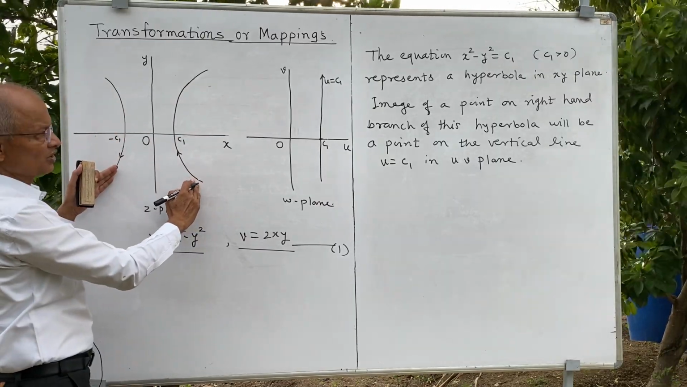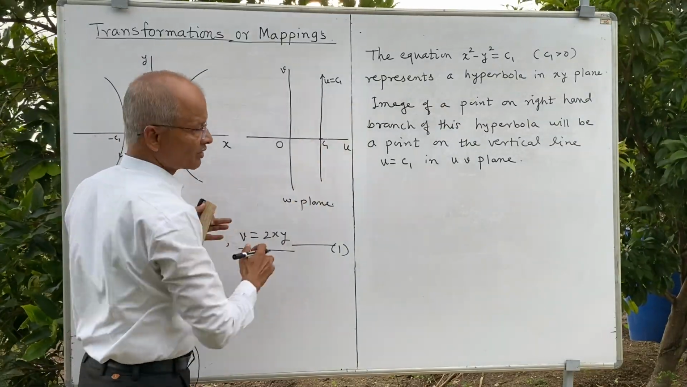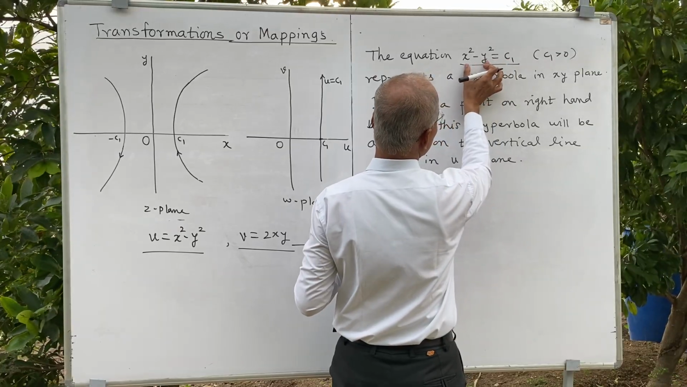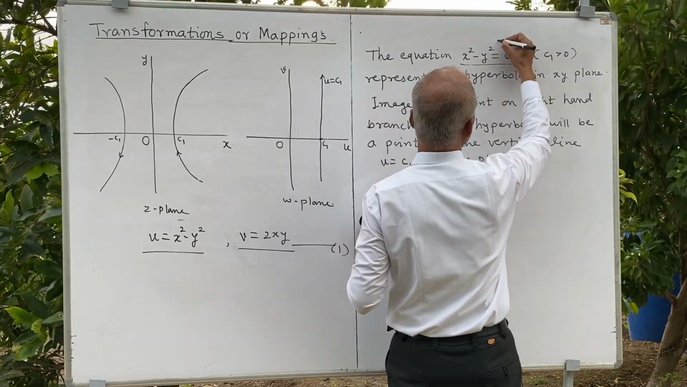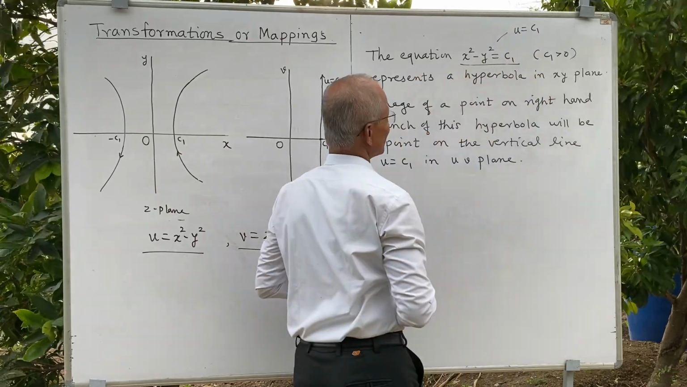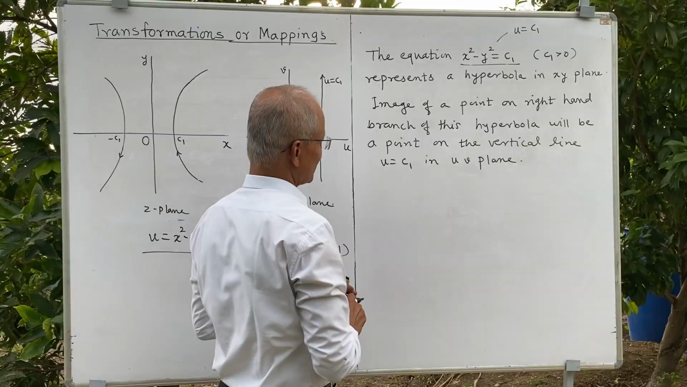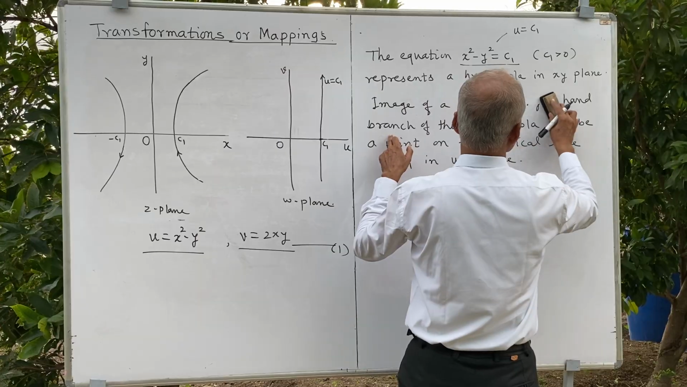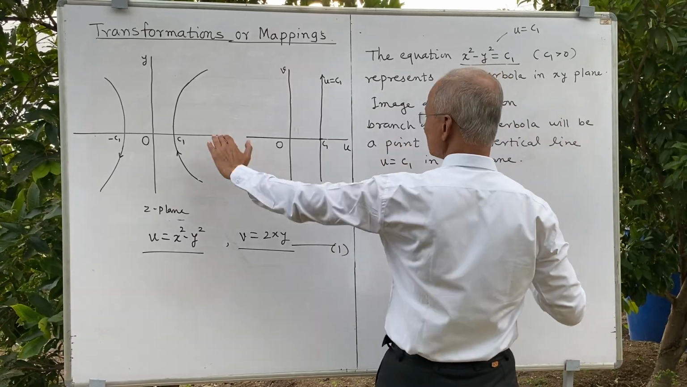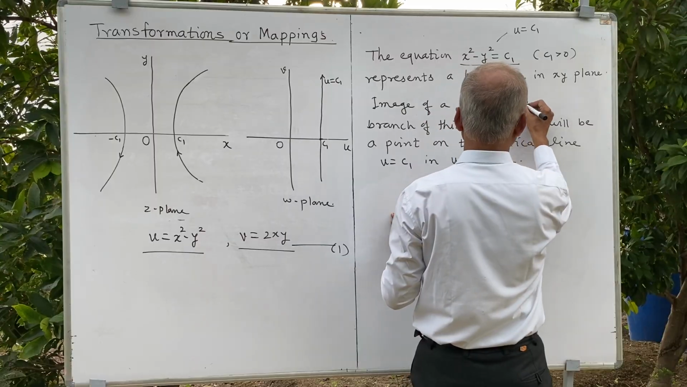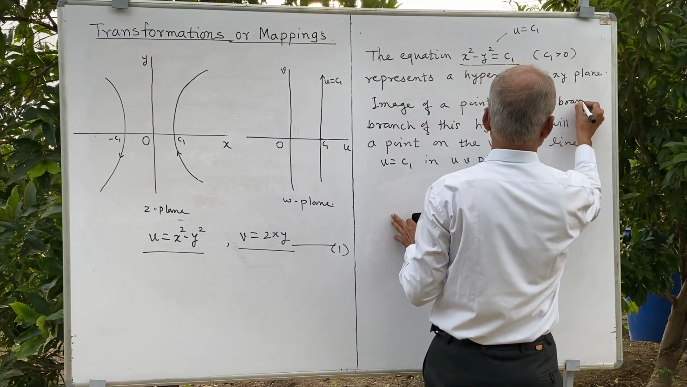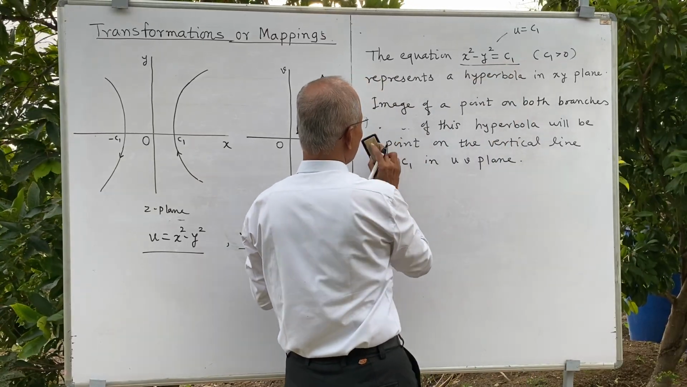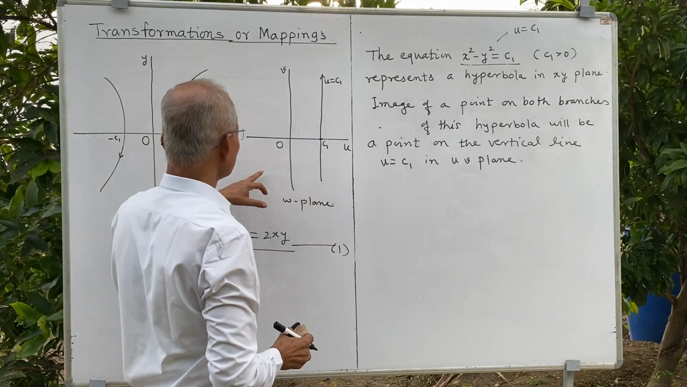on both of these branches will be on this line u is equal to c1, because we have considered this as u, and x square minus y square is equal to c1 is the same as u is equal to c1, because this is u. And now see, the image of a point on both branches, we may consider the right-hand branch as well as the left, of this hyperbola will be a point on the vertical line u is equal to c1.